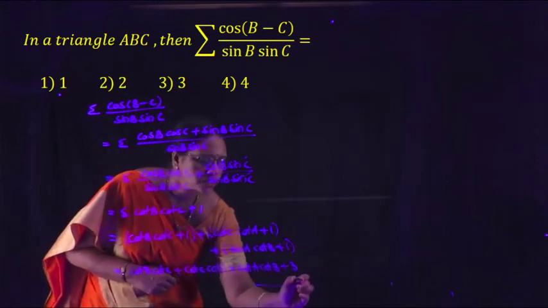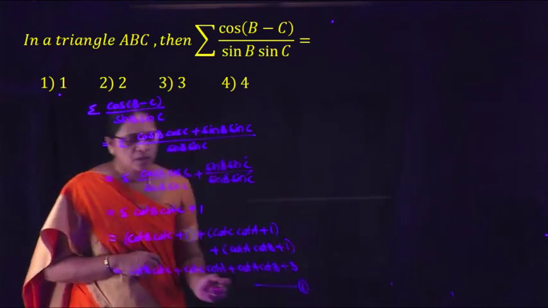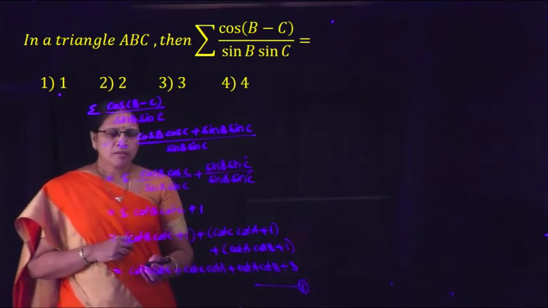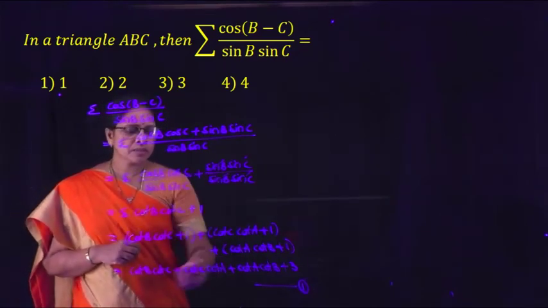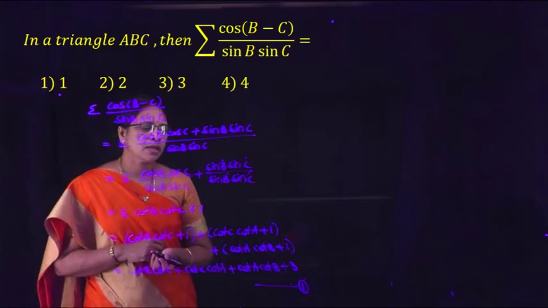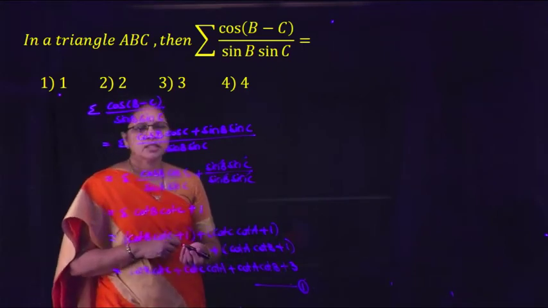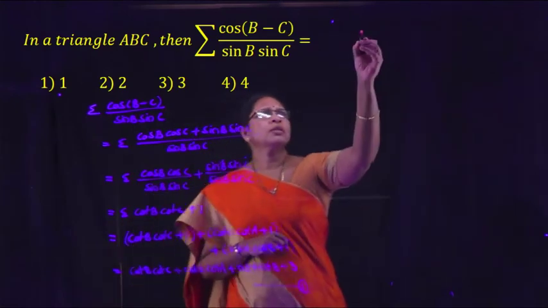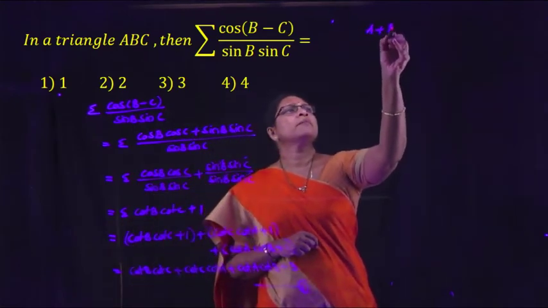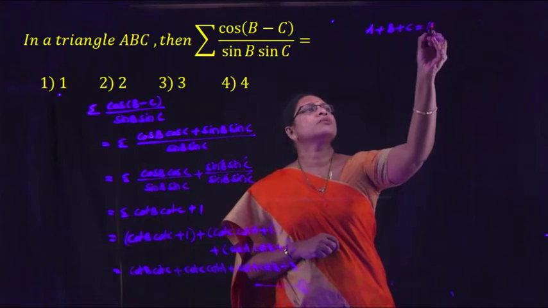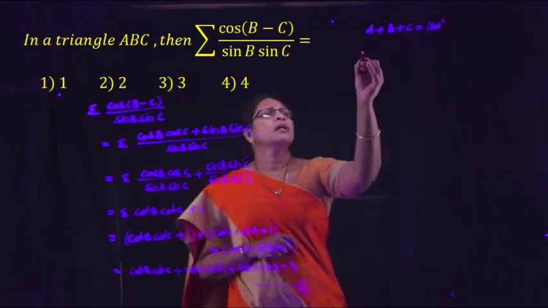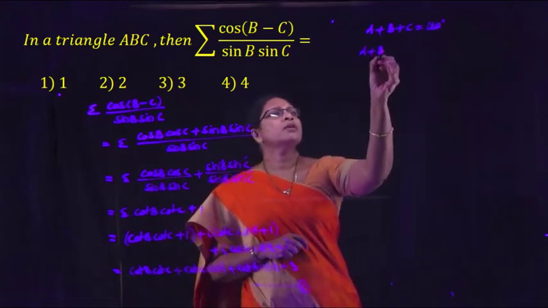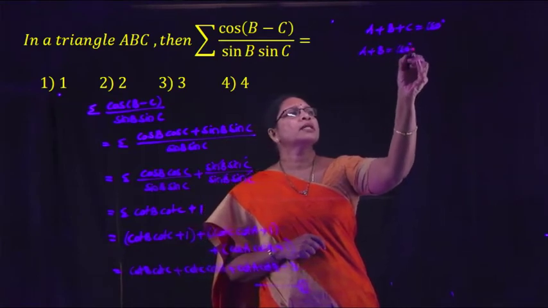Treat it as equation 1. Now we have to find out the value of cot b cot c plus cot c cot a plus cot a cot b. For this we have to consider in triangle ABC, we know that a plus b plus c is equal to 180 degrees. Now a plus b is equal to 180 minus c.